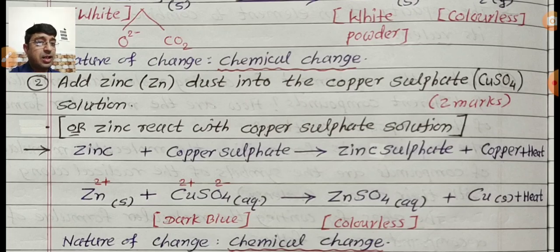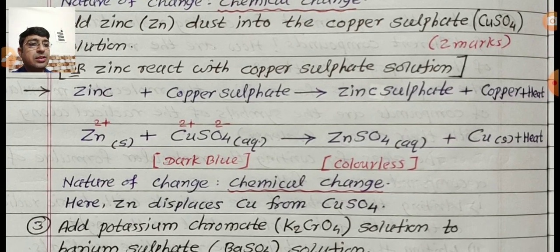When the reaction starts, what happens? Zinc is more reactive than copper, that's why zinc displaces copper and products are formed. Zinc sulfate is a colorless solution, plus copper is separated in solid form. The original color of copper is brown, plus heat is also released. So the nature of change in this chemical reaction is a chemical change. Here zinc displaces copper from copper sulfate because zinc is more reactive than copper.